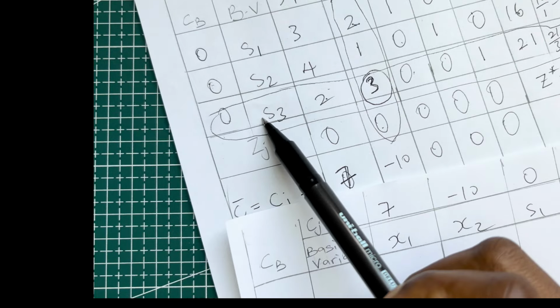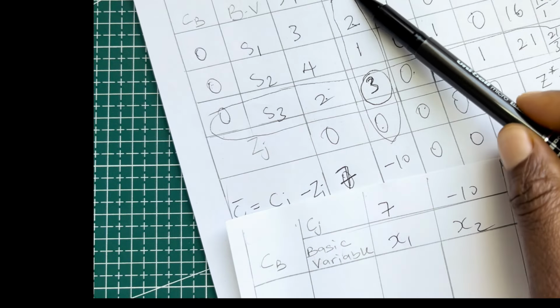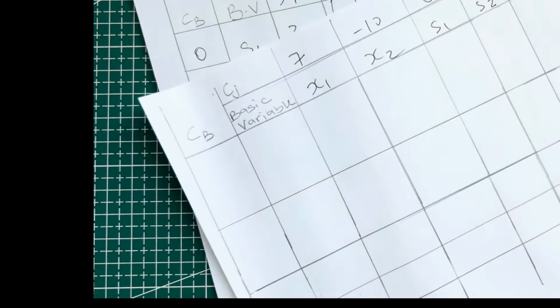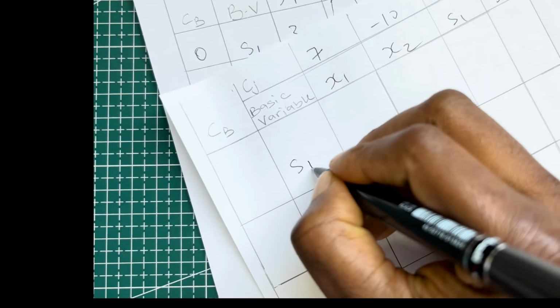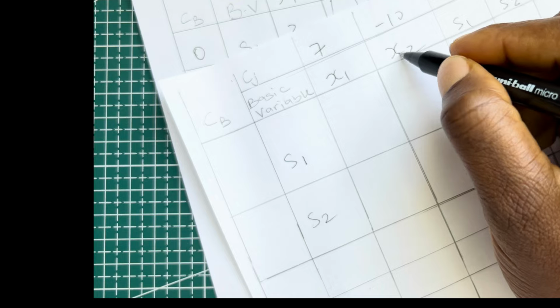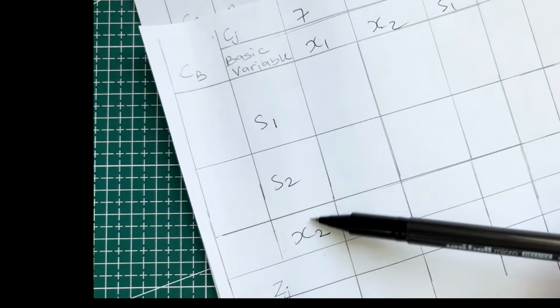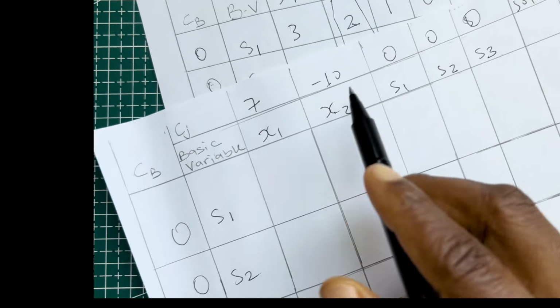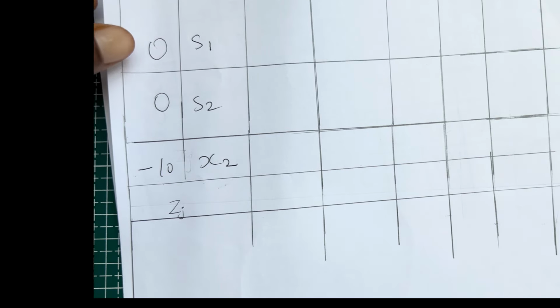So x3 is the leaving variable and x2 is the entering variable. Therefore, we have x1, x2, and our entering variable, which is x2. Therefore, we get the values for x1 and x2. The coefficient for x1 is 0, x2 is 0. For x2 here, we have minus 10. We write minus 10 because we have minus 10 here. So the next is to write the values for x2.